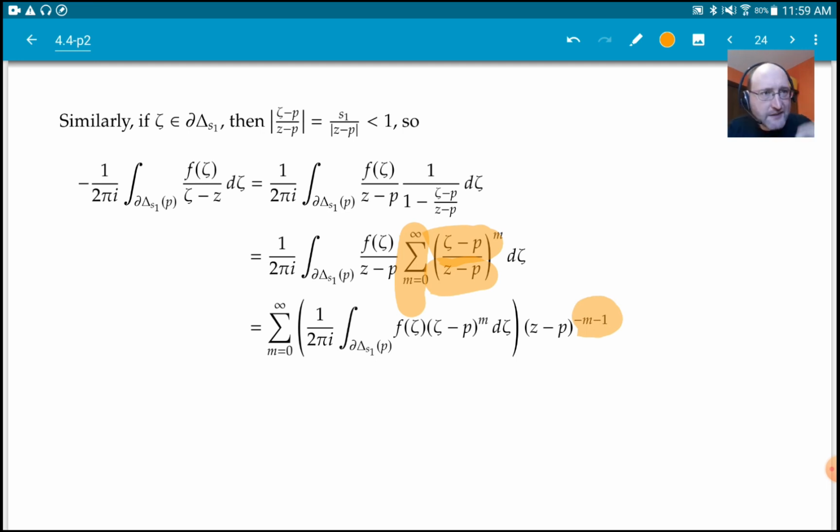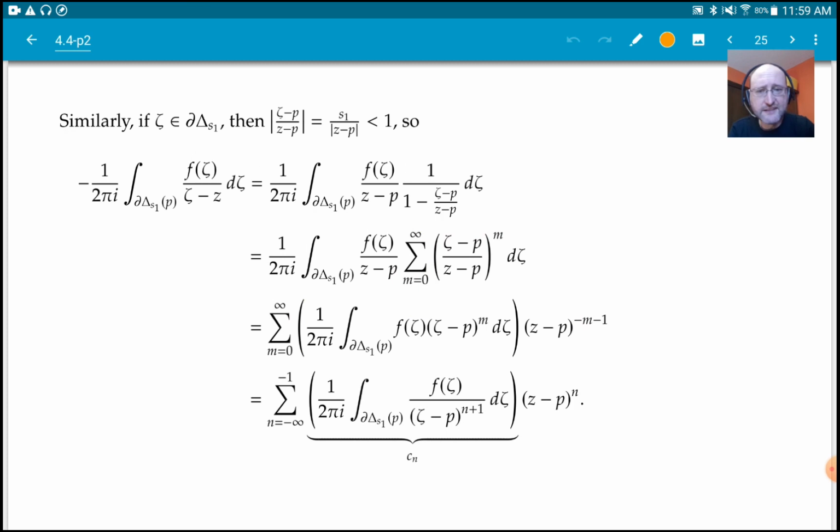So if I relabel my series so that n is minus m minus 1, I get this, right? So I have to then go from minus infinity to minus 1, and I get precisely the z minus p to the n, the right thing. And over here, again, I get the right formula under the integral. And that's going to again be my Cn, right?